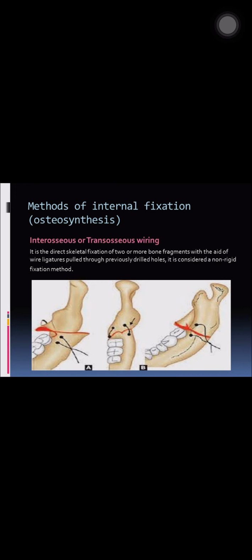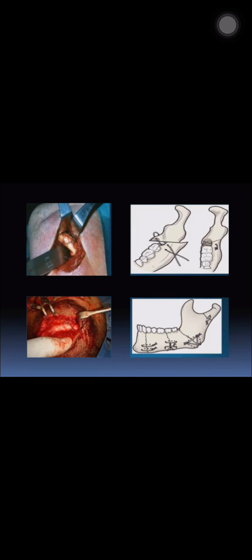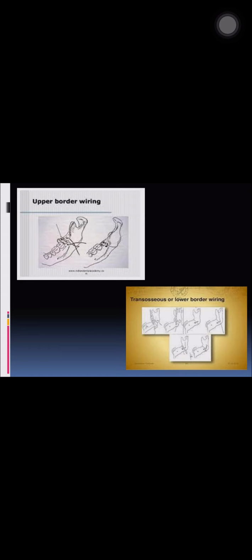Methods of internal fixation: osteosynthesis. We have intraosseous or transosseous wiring. It is the direct skeletal fixation of two or more bone fragments with the aid of wire ligatures pulled through previously drilled holes. It is considered a non-rigid fixation method. And this is the picture of this method. And here are other pictures of this method. And here are pictures of upper border wiring and transosseous or lower border wiring.